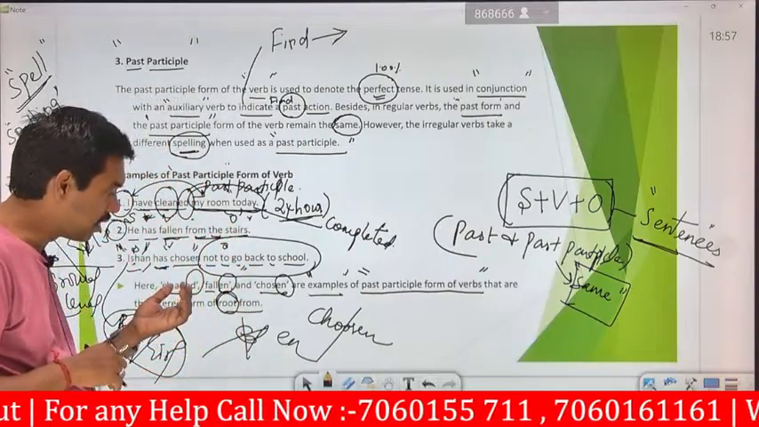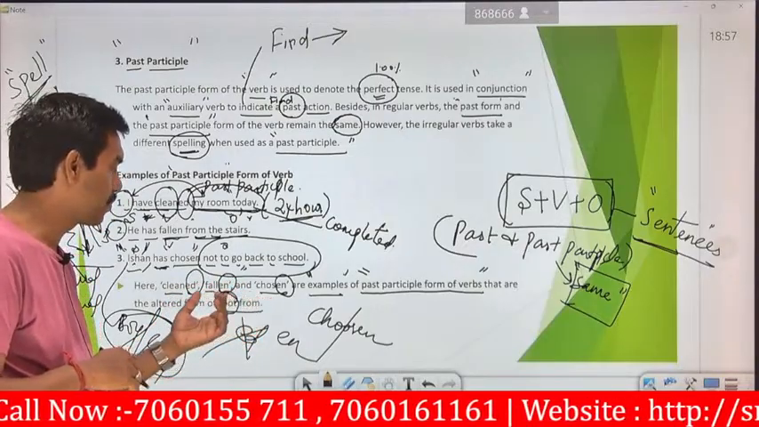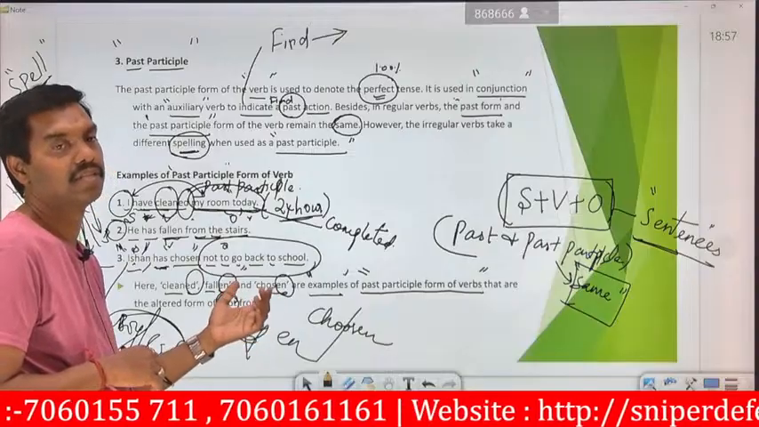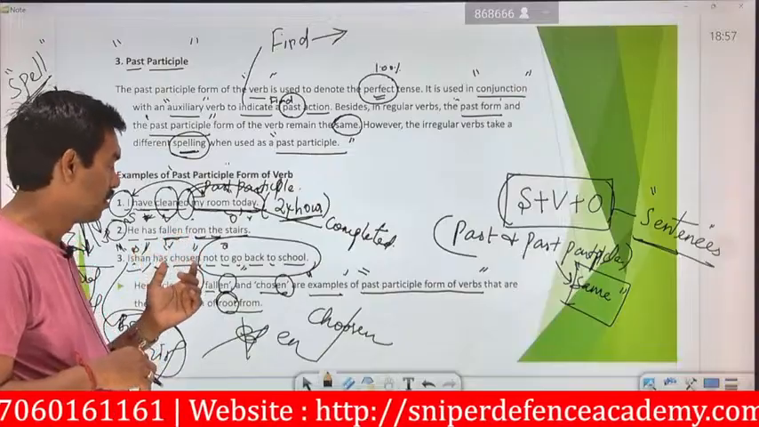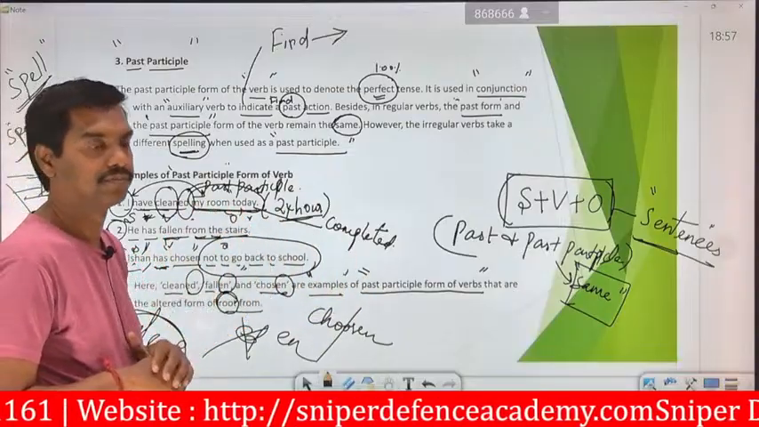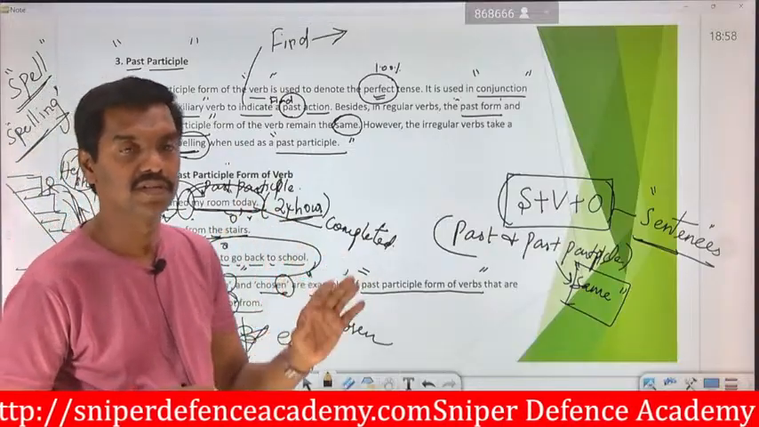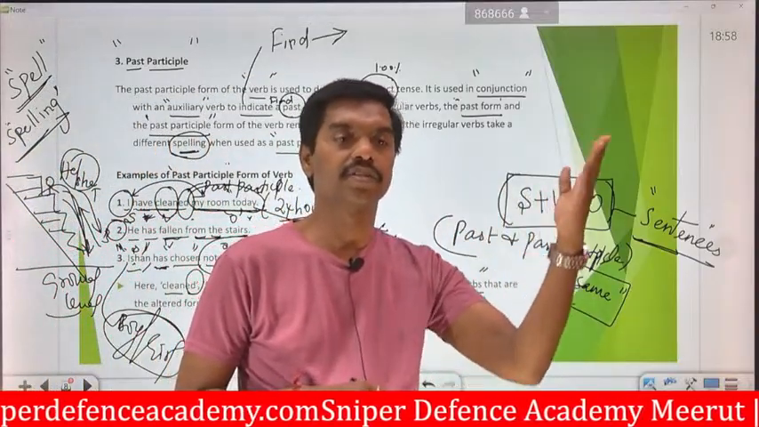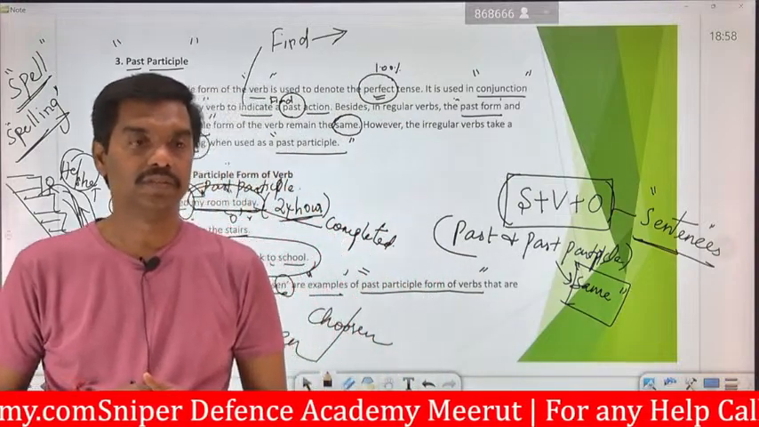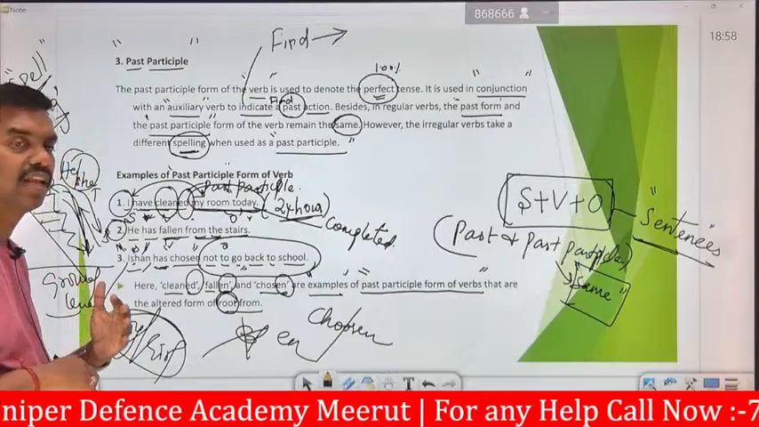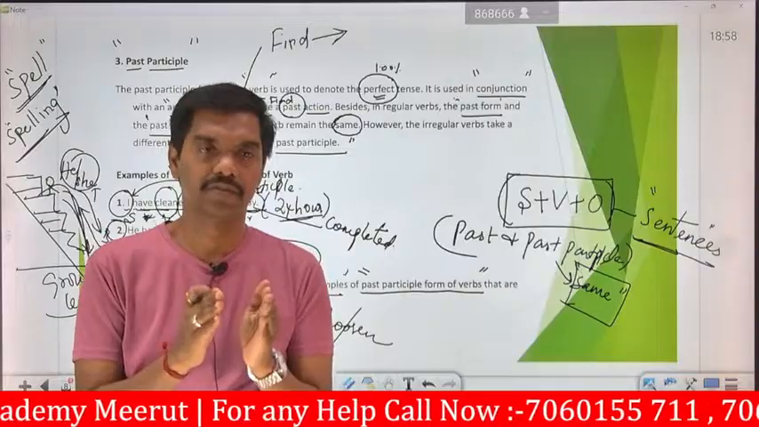For example, cleaned, fallen, chosen. See how the words are there. You can identify easily. What does it say? Chosen, already chosen. Fallen, already fell down. Cleaned, already the room is clean. Already my room is clean. Already the classroom is clean. Already the garden is clean. Already the temple is clean. It has been cleaned by someone. We don't need to worry about that. But how the verb says it, that's the main thing.